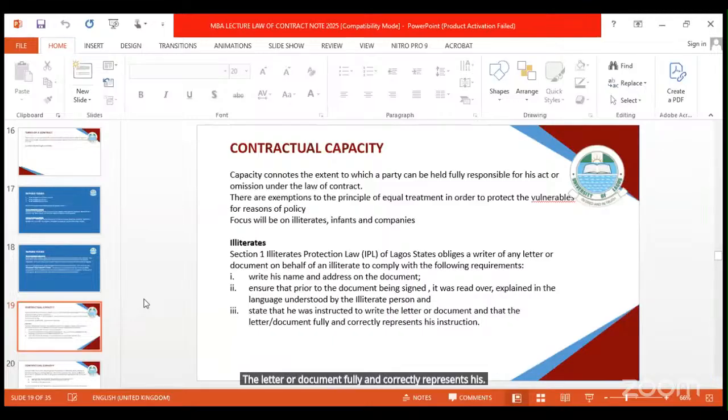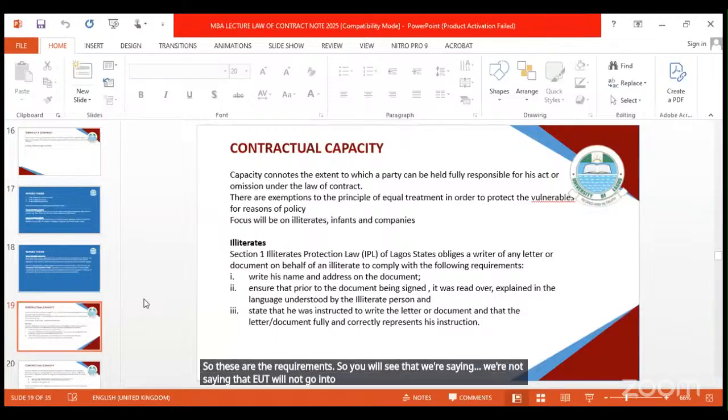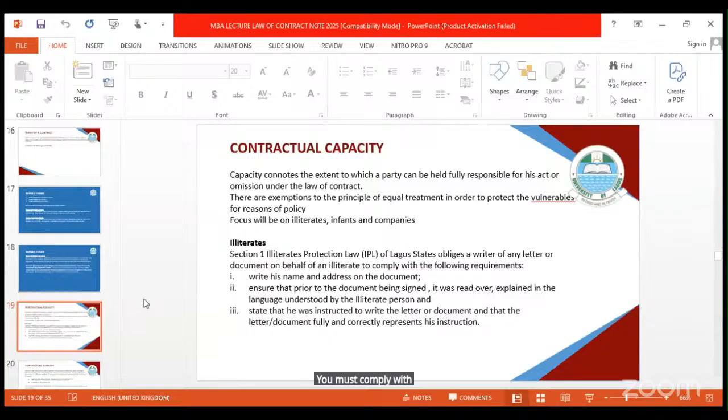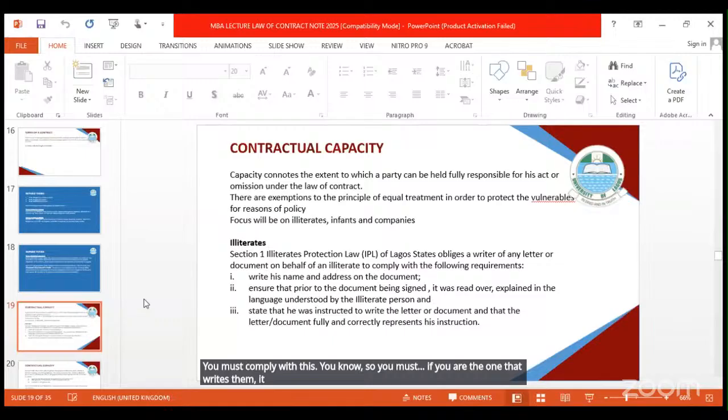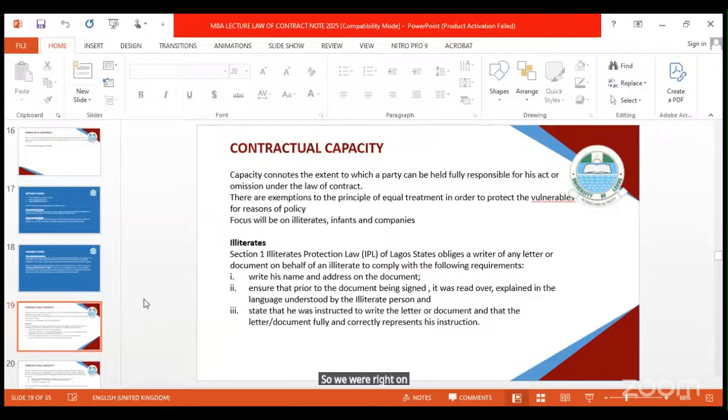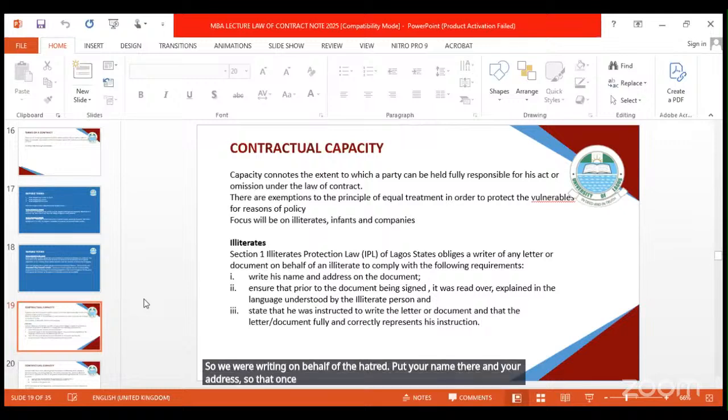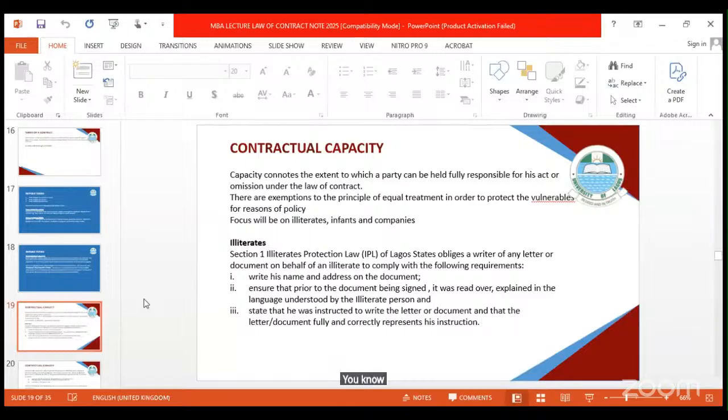Exactly. So these are the requirements. You will see that we're not saying that illiterates will not go into a contract. They will, but you must comply with this. So you must state that you are the one that writes, and that the illiterate instructed you. You're writing on behalf of the illiterate, so put your name there and your address, so that once they pick that contract, they will know that this was the person that wrote this on behalf of the illiterate. And of course you have to ensure that before the illiterate signs, you have read it over and explained it in the language that the illiterate understood.